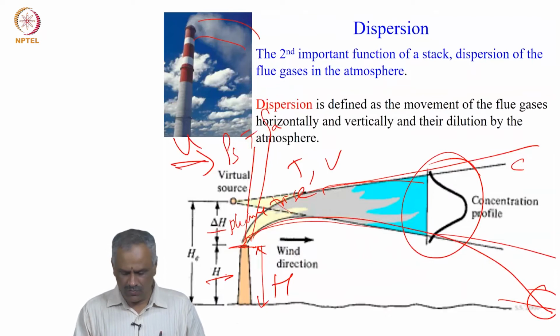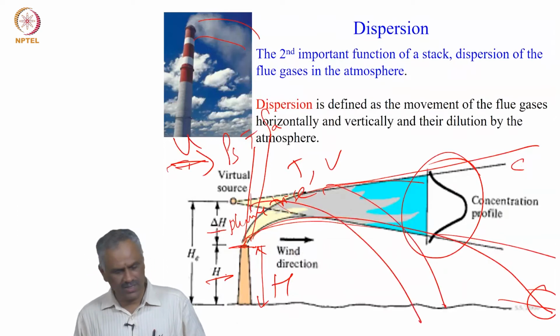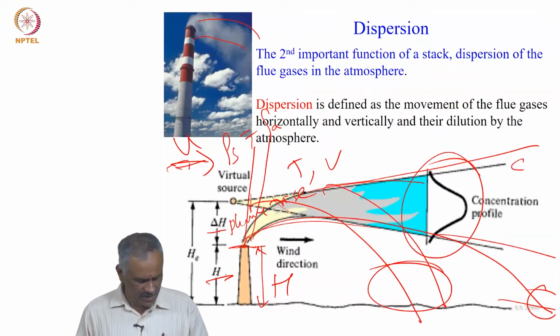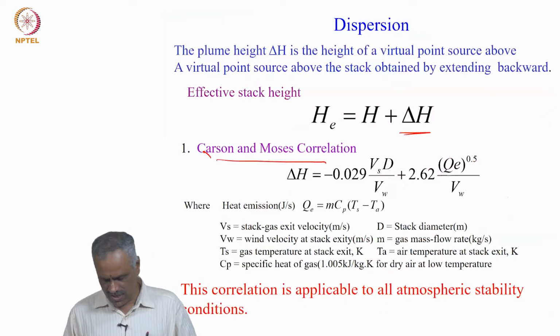If there is no wind velocity, it will go up, but if there is a turbulent wind, it may push this plume very close to the power plant, and then this area will get polluted. So there are many other factors, but we need to find out what is the delta H. This delta H is important, and it can be found by various correlations.